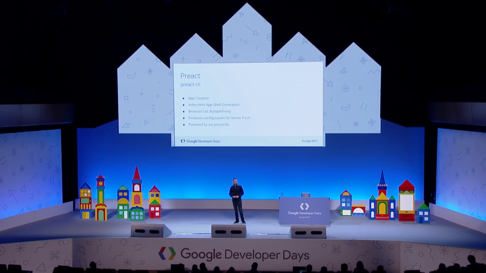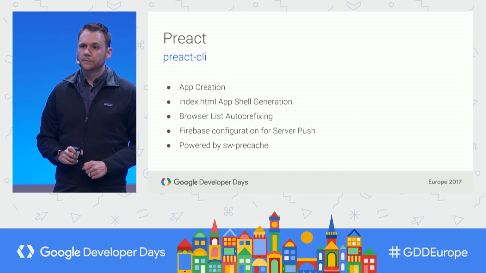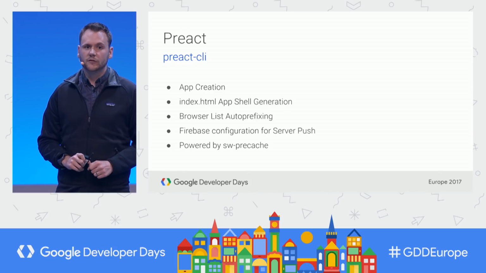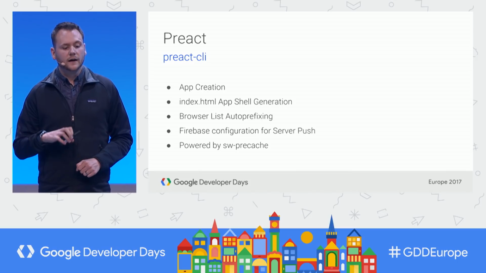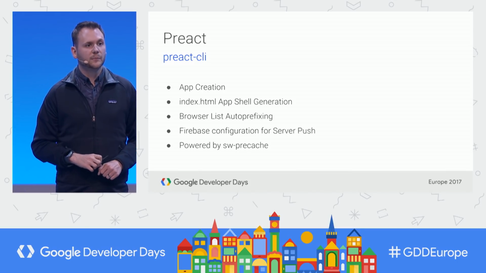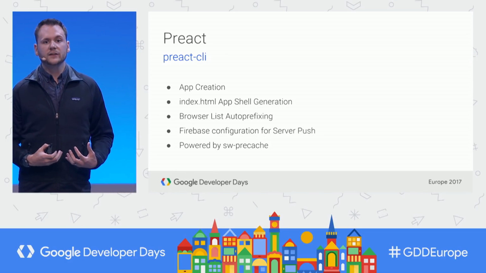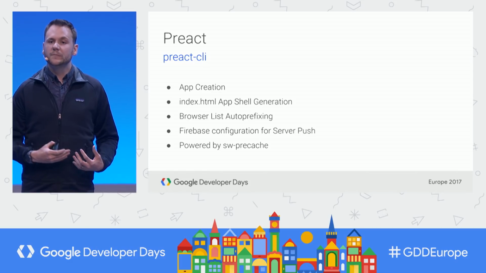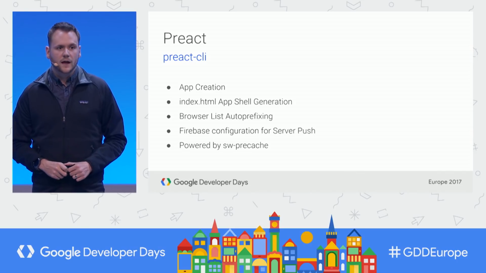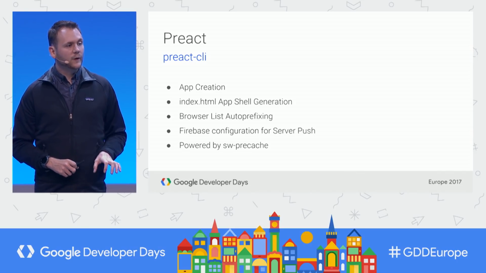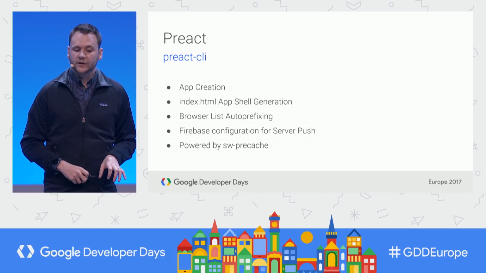Let's now talk a little bit about the Preact project and the Preact CLI. This is a CLI that goes a little bit further in terms of helping developers take advantage of the modern web. It has the standard app creation, but it will also do things like generate an app shell for your index.html file. Because it has knowledge of some of your application, it can ensure that that is pre-rendered as HTML, and then you ship that down to the browser to increase perceived performance, which is a very important metric. The Preact CLI is also browser-aware, so if you tell it which browsers you want to be targeting, it can automatically add the appropriate prefixes for your application.